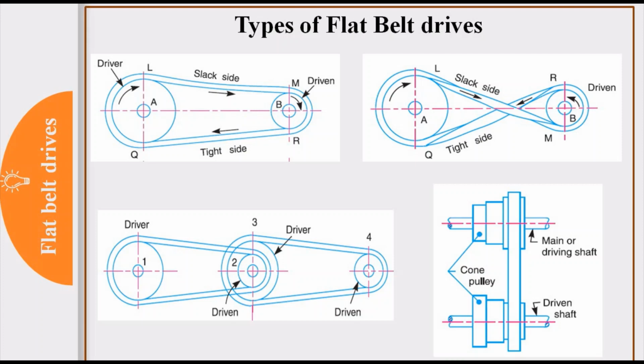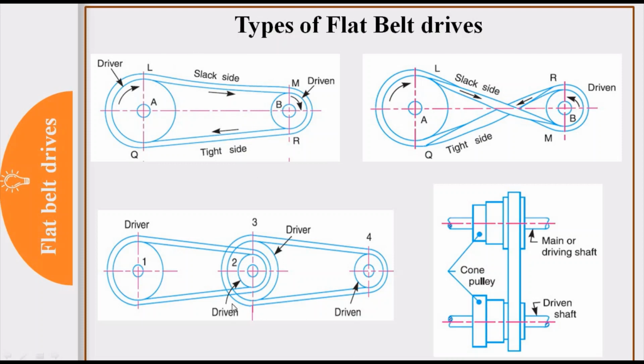Just consider the opposite case, where the tight side is on the top side and the slack side is on the bottom side. Then what will happen? There will be sag on the downward side, so the angle of contact will be less, and there are chances of slip in that case. That's why the tight side is always provided at the downward side and the slack side at the upward side.